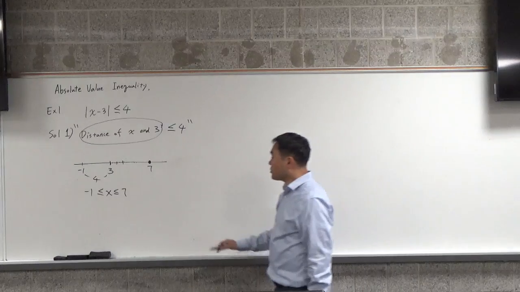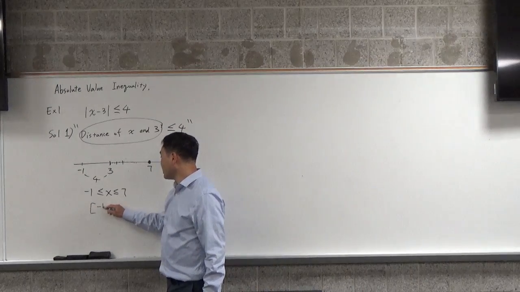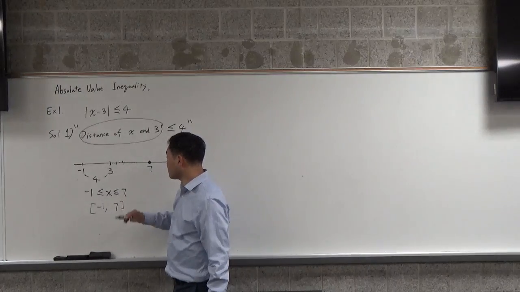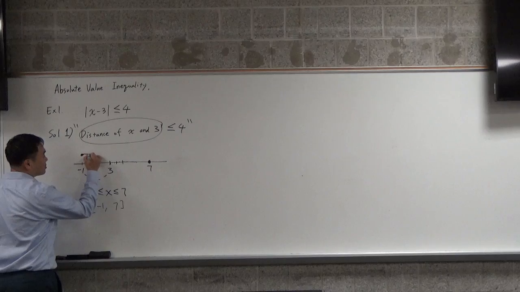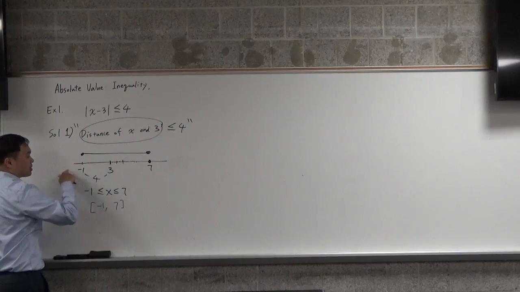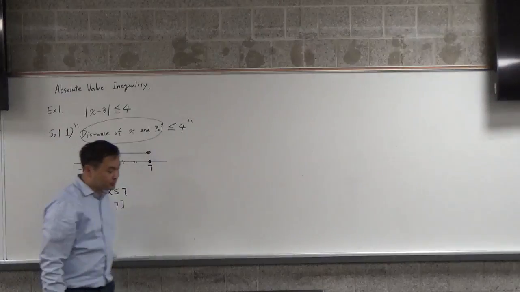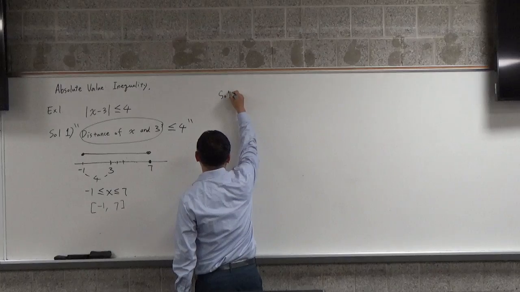In terms of interval notation, you write down negative 1 and then 7. These are solutions. In terms of the picture, it's this, including the endpoints. Anything in between negative 1 and 7 is a solution. Okay, solution 2.